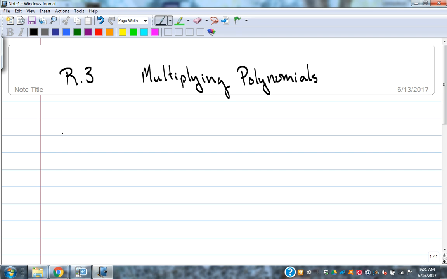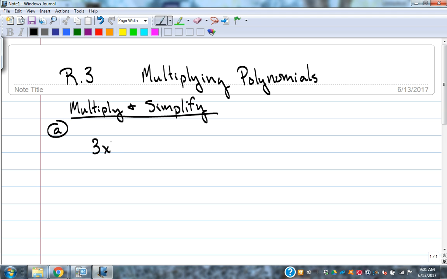Got a few examples here that we want to go over. So we just want to multiply and simplify. That would be our instructions, end goal, simplify as much as you can. So we'll start with one pretty simple, 3x times (4x plus 5). Real simple problem.